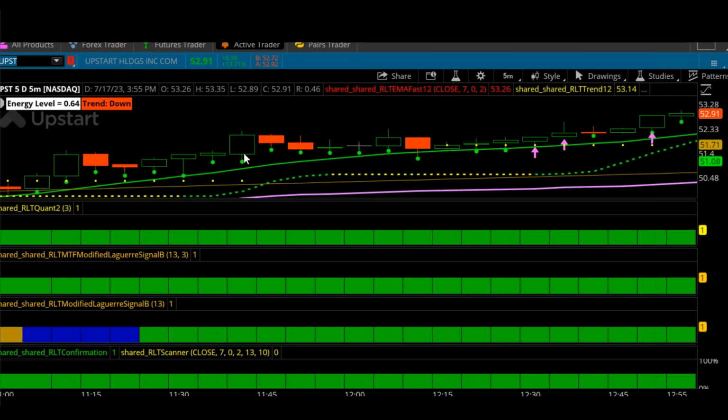Anywhere along here would have been okay. This is where we took it, when it came off of the 15 with a pop out of the box symbol after this compression. We bought it here and rode this up. We actually stayed in it longer than this. I wasn't able to copy the whole chart, but that's the trade we took.